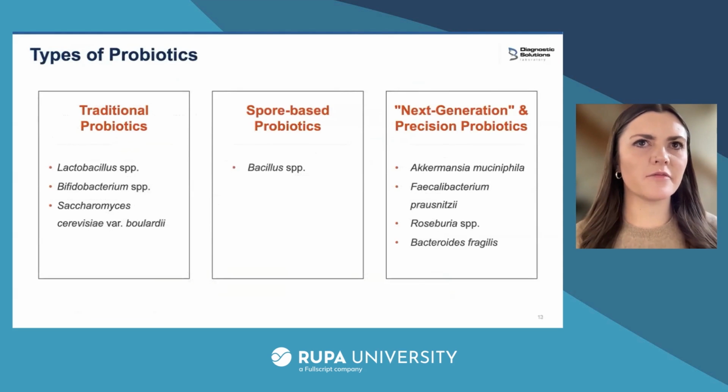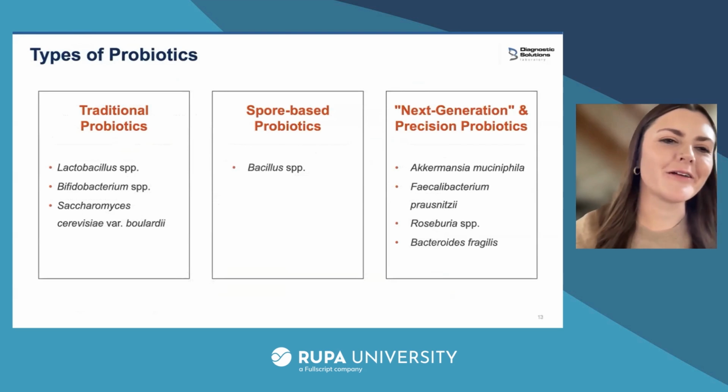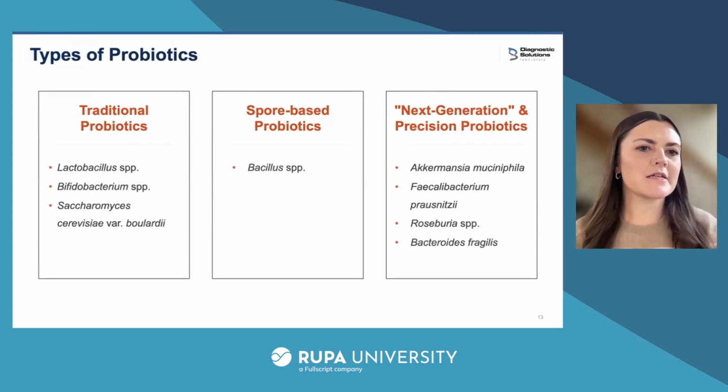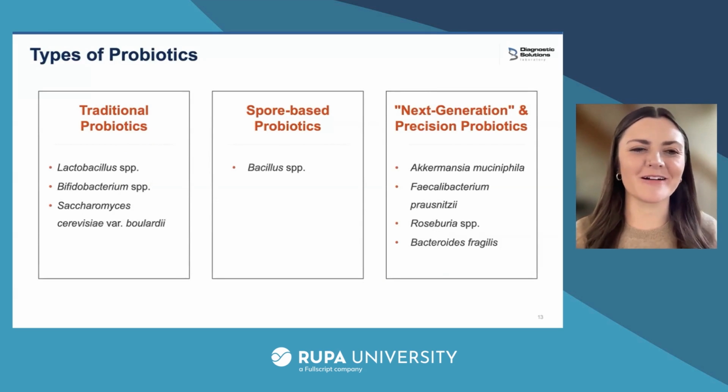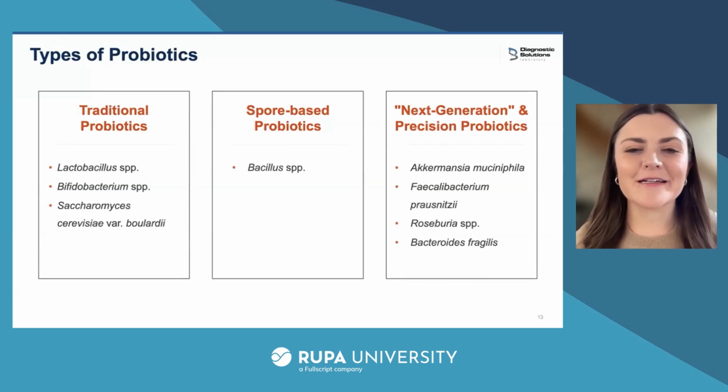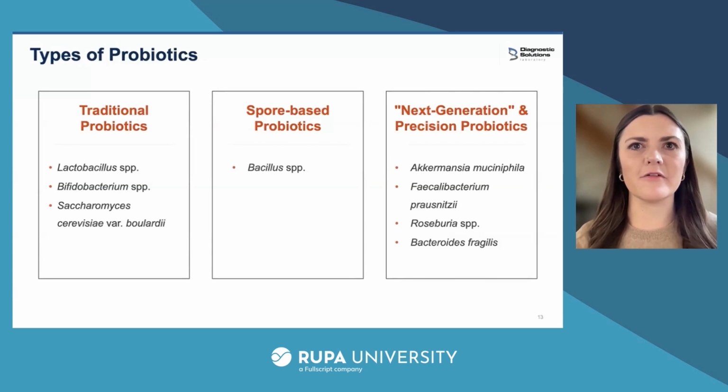Now, moving into different types of probiotics, we can consider traditional probiotics. These have been very well studied, very well applied and used in practice: Lactobacillus, Bifidobacterium, and then Saccharomyces variety Boulardii. A lot of people refer to this as Saccharomyces boulardii. It has undergone a name change. I will probably say Saccharomyces boulardii just for time's sake today, but know that's the full name. We have spore-based probiotics, so these are Bacillus. And then we have this category of next generation as well as precision probiotics. This is really the next wave of probiotics and using probiotics.